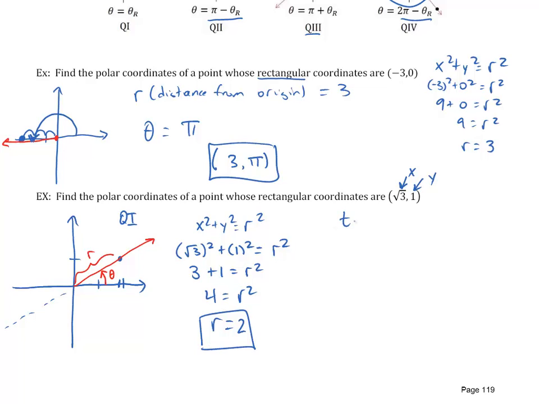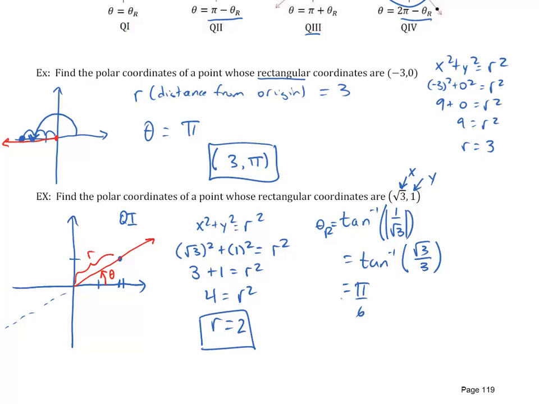We start by taking theta sub r to be the tangent inverse of y over x, 1 over the square root of 3. And it's the absolute value, so we're dropping any negatives if we had them, but we don't. So it's actually tangent inverse of square root of 3 over 3, and we actually know what angle has a tangent of positive square root of 3 over 3.